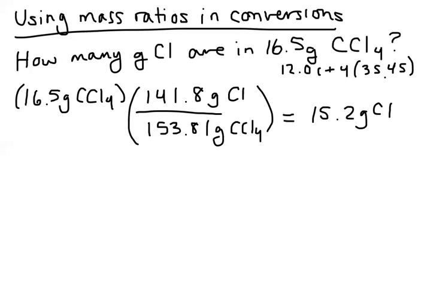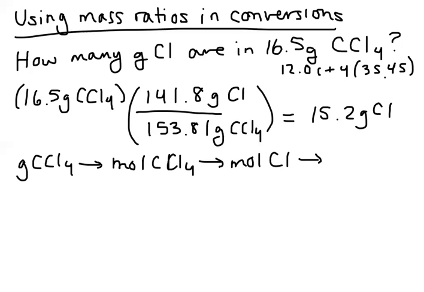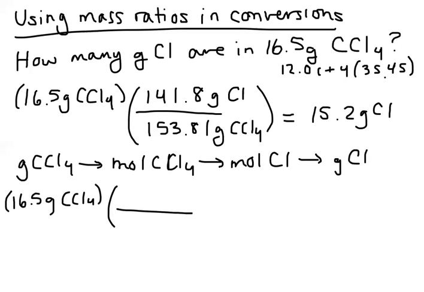So the longer way you can do this is you can go from grams of CCl4 to moles of CCl4 to moles of Cl to grams of Cl. And you would have 16.5 grams CCl4. And what's your molar ratio here if you use their molar ratio? Oh, sorry. I need to go to moles first. Forgot that step.